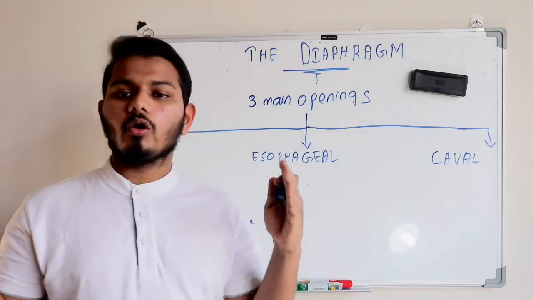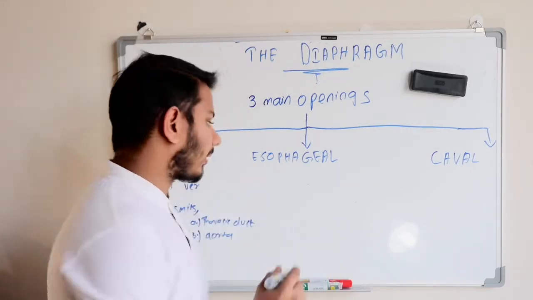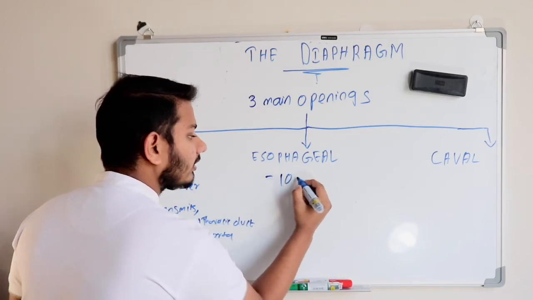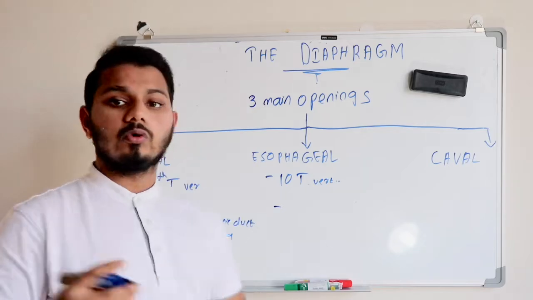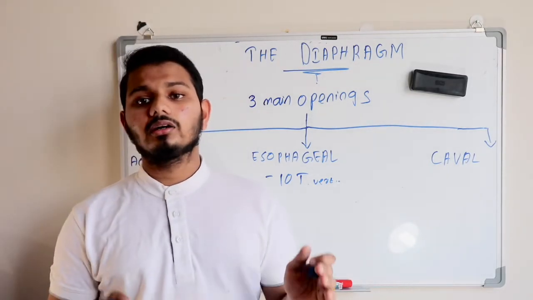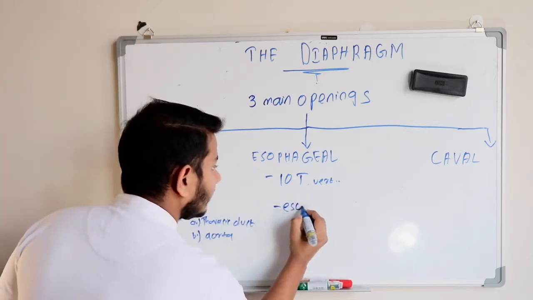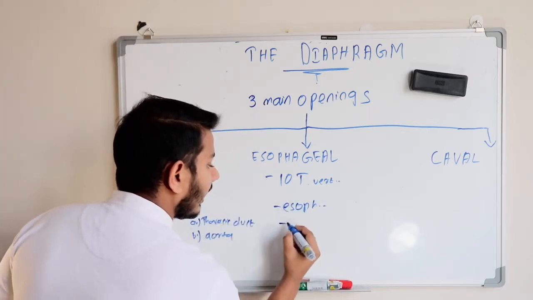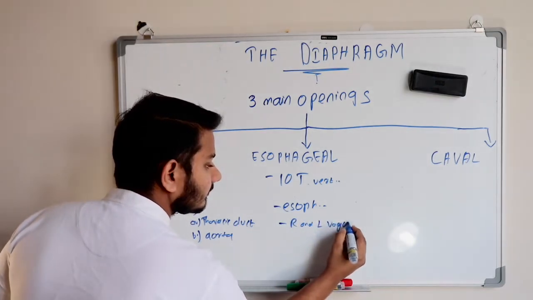The next one is the esophageal opening. It is located at the level of 10th thoracic vertebra. And what does it transmit? It transmits the esophagus and the right and left vagus.